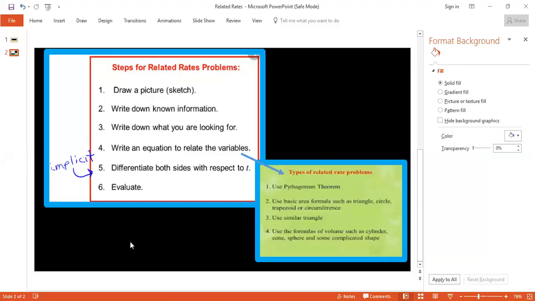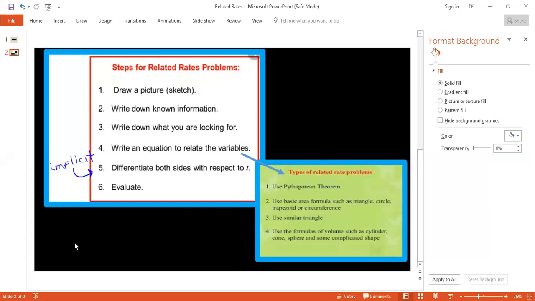When you're doing related rates problems, these are the steps you want to follow. They've got different steps, but these are the ones I like. The first thing you do is read the problem, but that's just a given. Then you draw a picture or some kind of sketch so you get an idea of what is changing and how they're related to each other. Then you write down all the information that you know, and then you write down all the information that you're looking for, and then you write an equation.